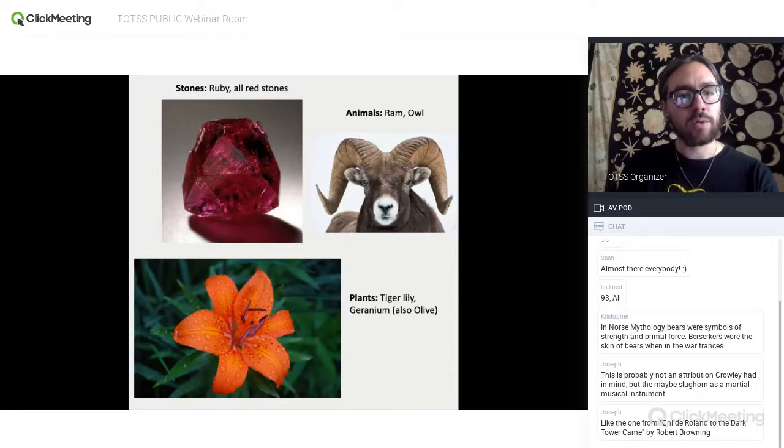All right, for stones, we've got the ruby again, basically because of its color and because it's the stone of Mars. And then for animals, we've got the ram, which makes sense. Aries is the ram. I chose this photo of the ram in particular because you can really see the way the glyph of Aries is like a ram's head and the horns.